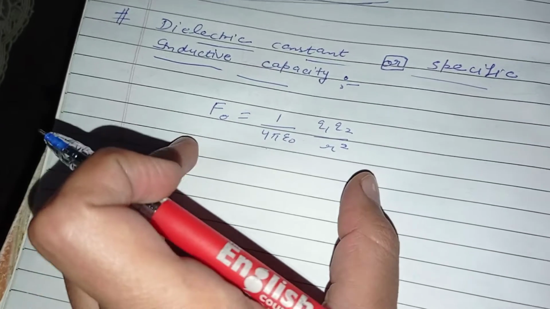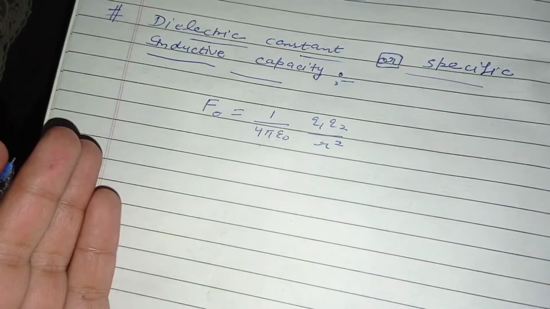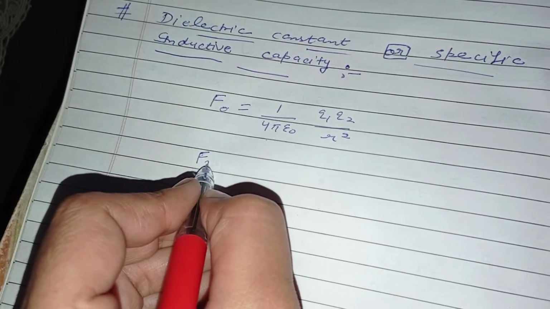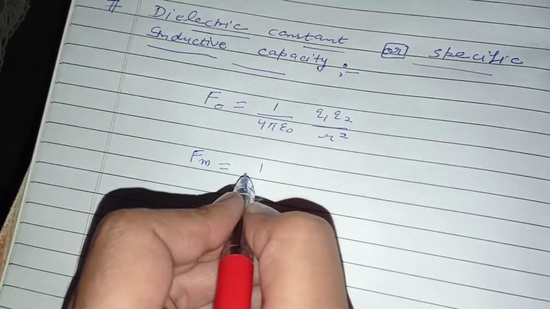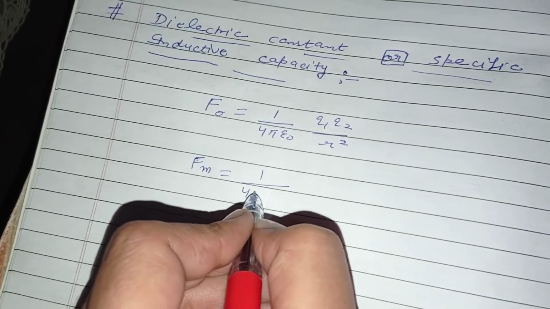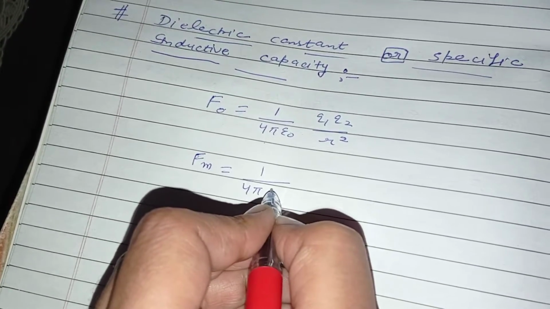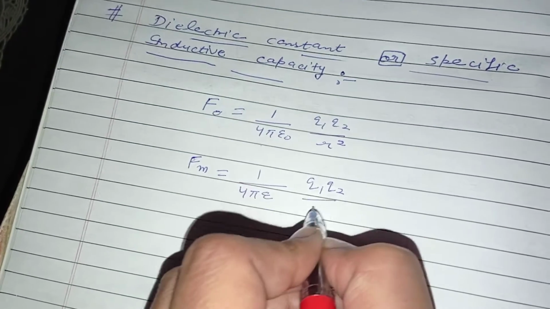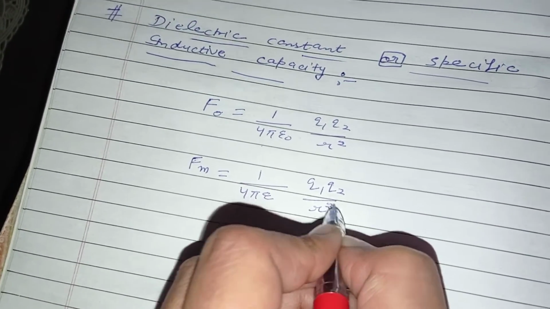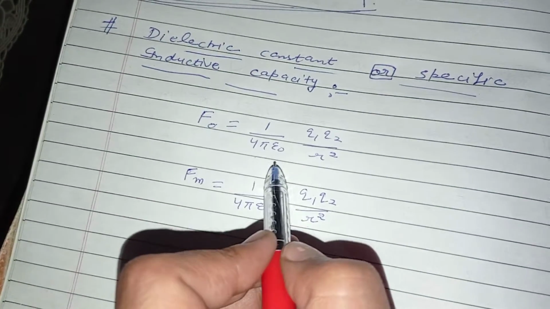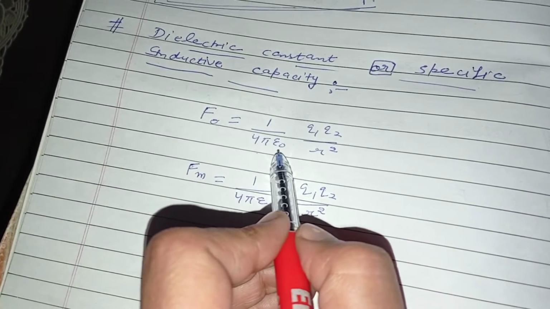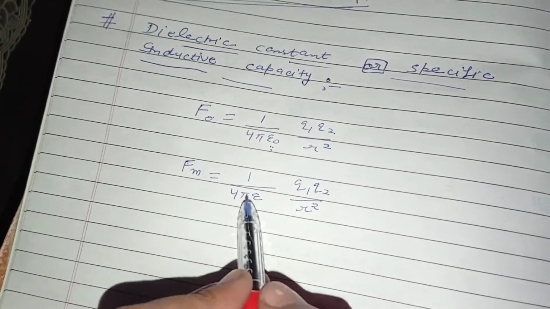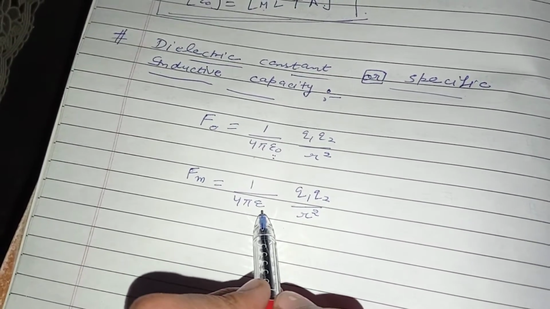If instead of free space the charges are placed in any kind of a medium, then what will be the force between those charges? According to Coulomb's law, it will be this. Epsilon naught is the absolute permittivity of free space, while epsilon is the absolute permittivity of a medium.